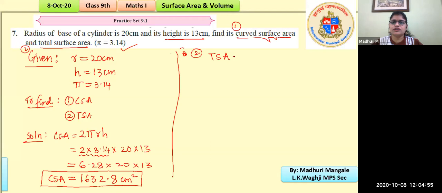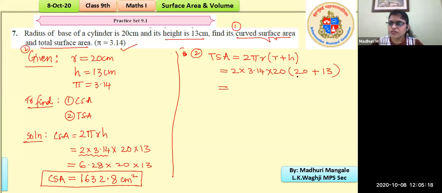We know the total surface area is 2 pi r times (r plus h), right? What is pi? Pi is 3.14, times r is 20, and we have to multiply (r plus h), that is r is 20 plus height, that is 13, right? We start with simplifying the brackets always, the BODMAS rule. So twice of 3.14 into 20 and multiply it with the total of this, that would be 33.